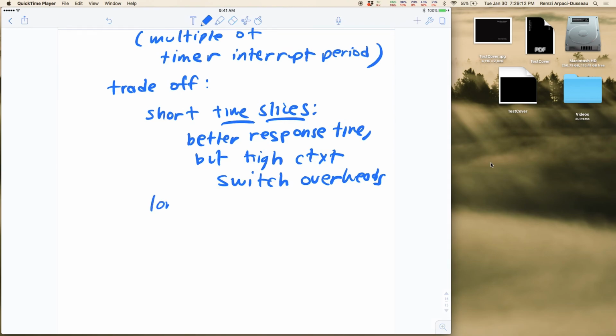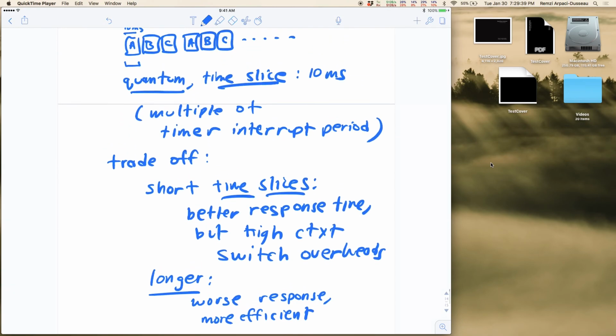Longer time slices have the opposite effect, right? Longer time slices have slightly worse response time, but are more efficient, with fewer context switches. So there's some trade-off, some length of time, which is kind of the best you can do.